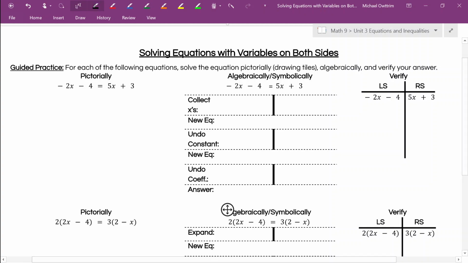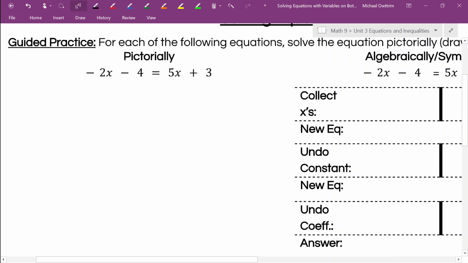Hello class, today we are taking a look at solving some equations that have variables on both sides. And of course this is one of our topics that we need to be able to do pictorially, or by drawing models, as well as our algebraic written work, and it's always a good idea to verify your answers. So let's start with our pictorial work here.